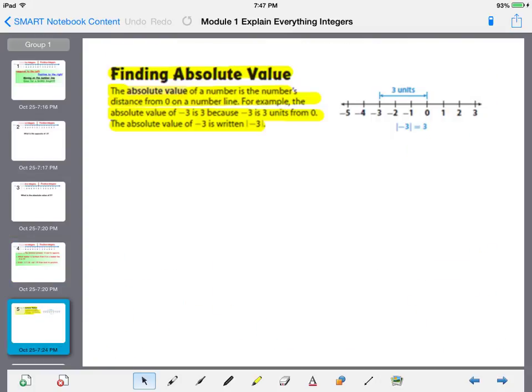Absolute value is the number's distance from 0 on a number line. So if they give us, just to review, the absolute value of negative 3, and if that's where I am on the number line, negative 3, and they want to know my distance from negative 3 to 0, I'm 3 units away. 1, 2, 3. So don't be confused about absolute value. It just means what is the distance between that number on the number line and 0. Whether it's a negative number or a positive number, you just want to know the distance, or how many units away you are from 0.